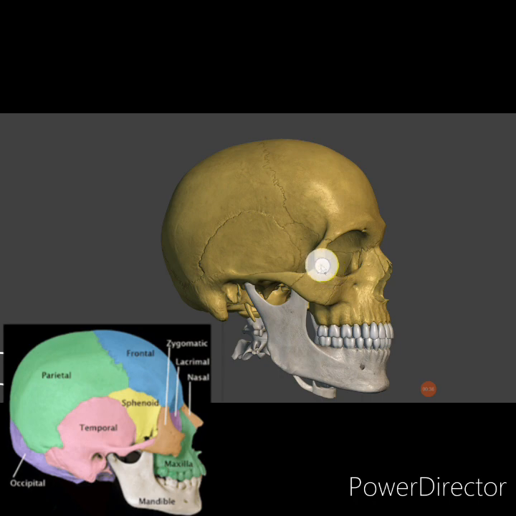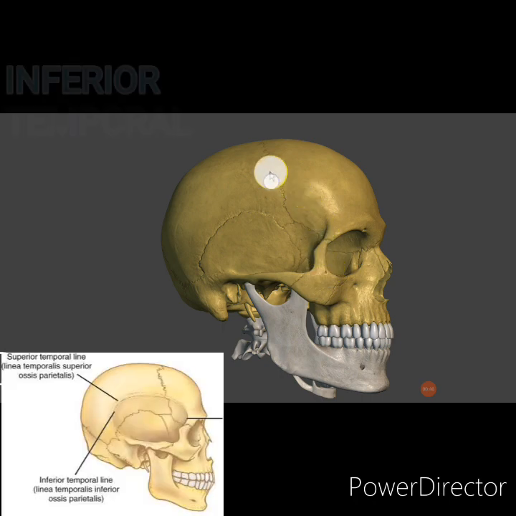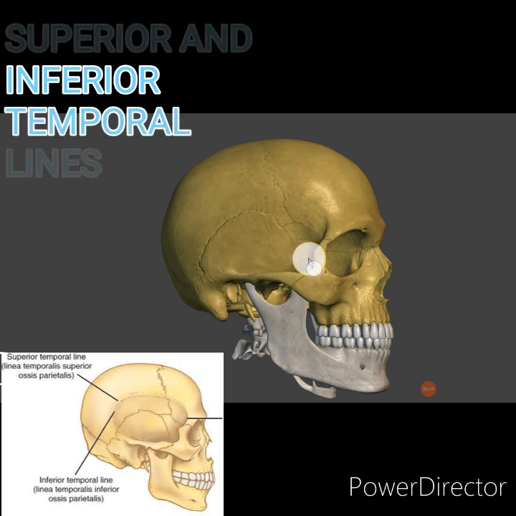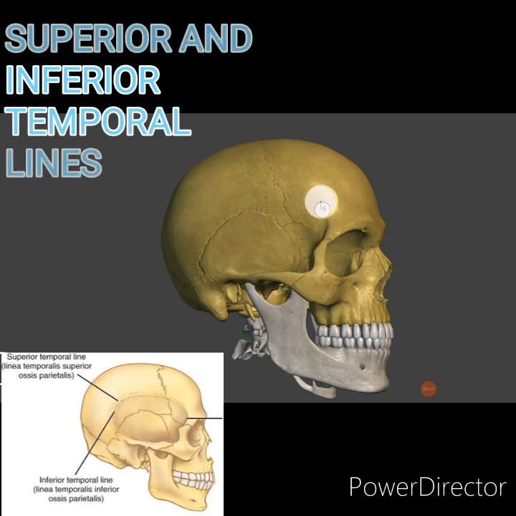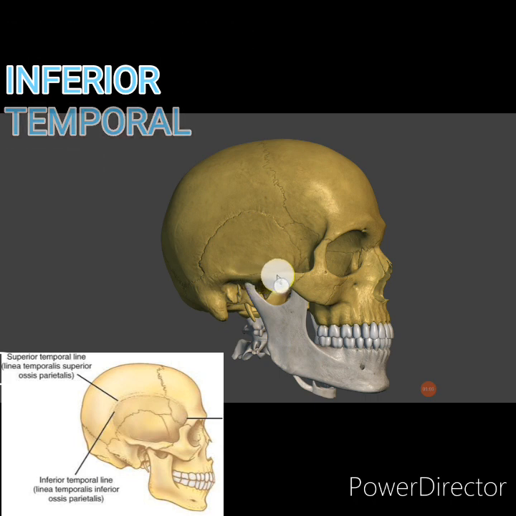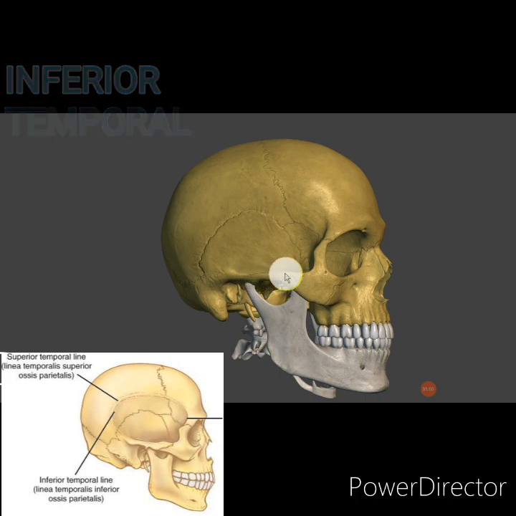In norma lateralis, two temporal lines are visible, superior and inferior temporal line. Superior temporal line extends and fades away somewhat in between, but inferior temporal line becomes continuous with the supramastoid crest, and then it is continuous with the posterior root of zygomatic arch.